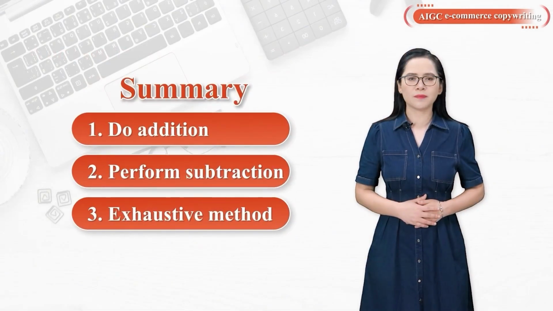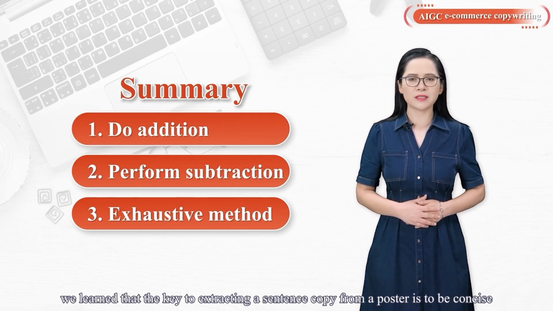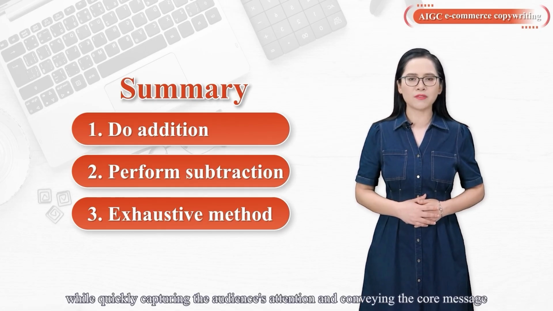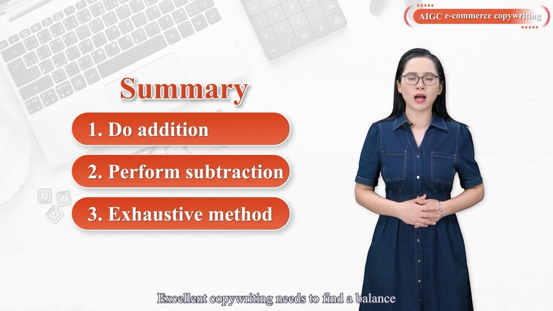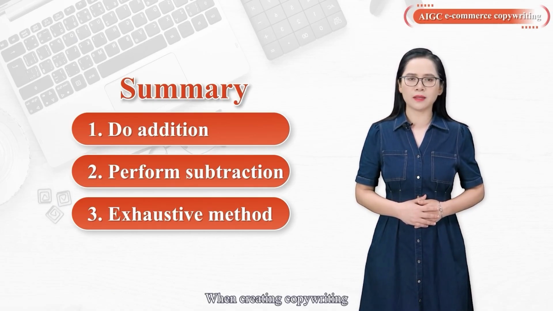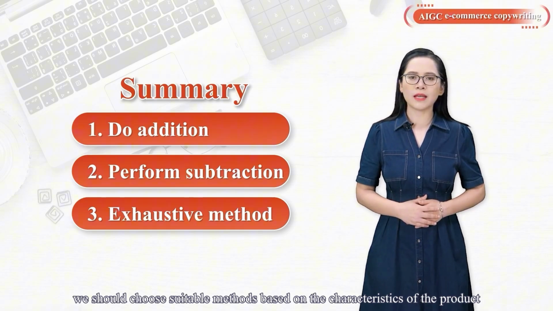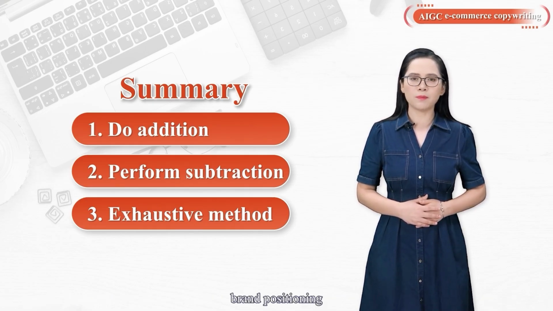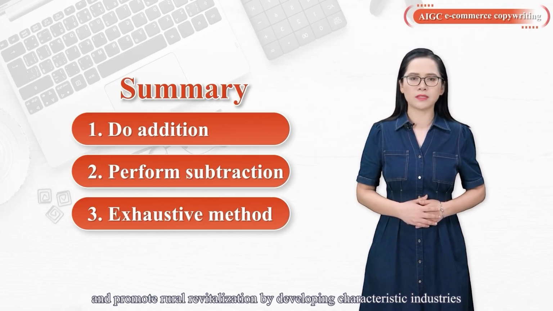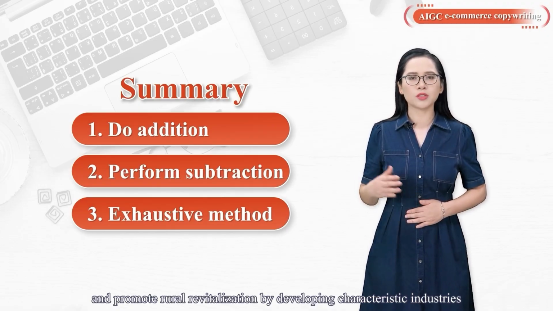Through today's lesson, we learned that the key to extracting a one-sentence copy from a poster is to be concise, precise, and powerful, while quickly capturing the audience's attention and conveying the core message. Excellent copywriting needs to find a balance between commercial communication and cultural inheritance. When creating copywriting, we should choose suitable methods based on the characteristics of the product, brand positioning, and marketing goals, and promote rural revitalization by developing characteristic industries.